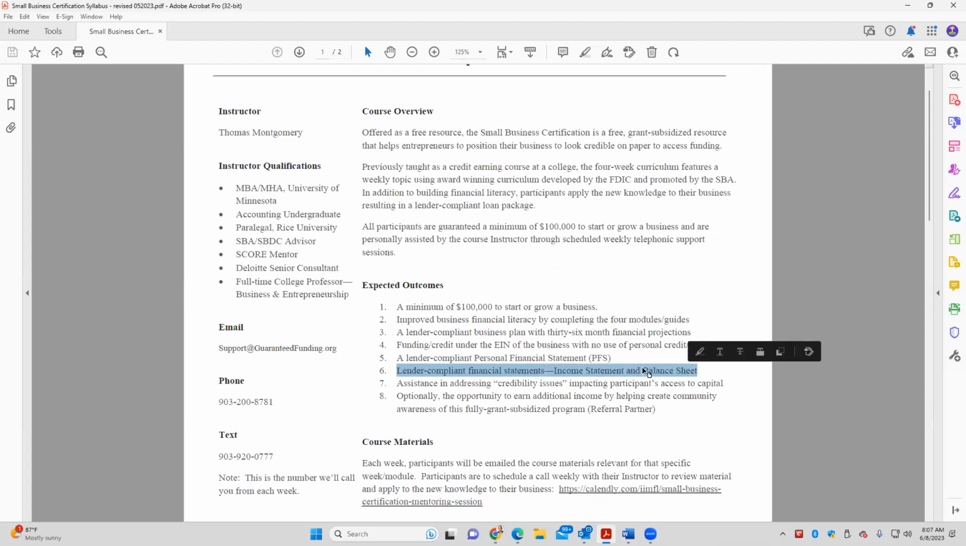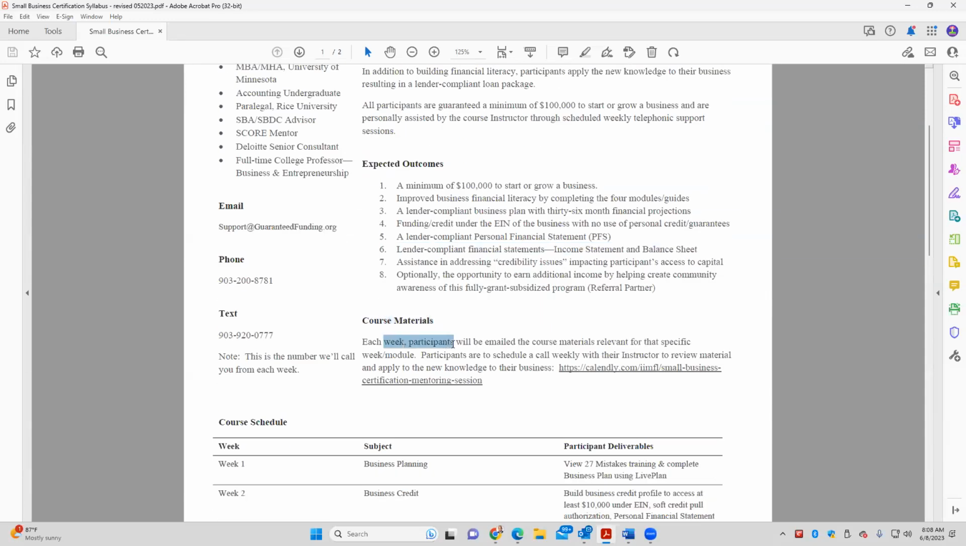And this is a real area that most entrepreneurs need assistance with. Most of them do not have the documentation to look credible for funding, especially larger amounts. So we're helping them with that. We're helping them with any credibility issues that's identified. And then, of course, if they want to be a referral partner, they can. That's not the focus of it.